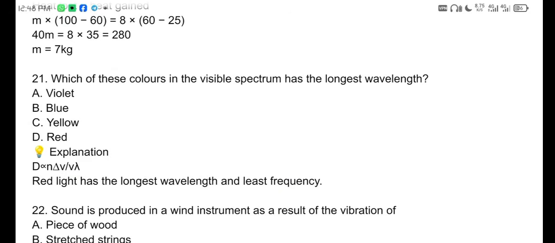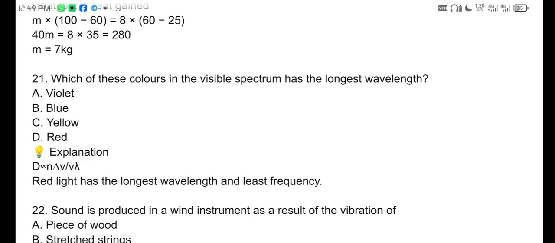Now we said deviation increases from red to violet. I said red has the least deviation, violet has the greatest deviation. So if violet has the maximum deviation, violet will also have the maximum refractive index, because refractive index is directly proportional to deviation. So violet has the maximum deviation, maximum refractive index, and maximum change in speed, because deviation is increasing from red to violet.